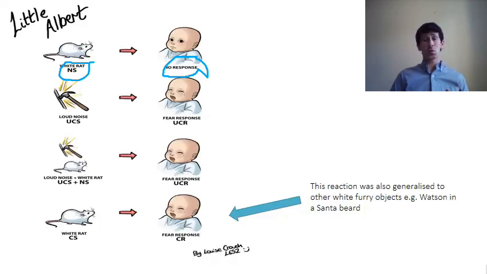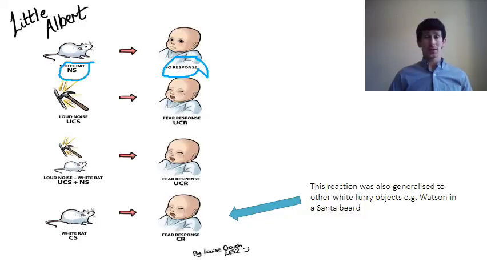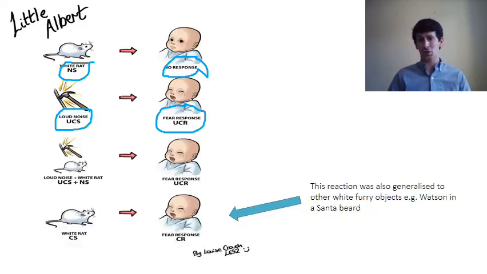There's no response whatsoever. However, when Watson hits the bell or hits the iron bar with a hammer, we do get a response. It's a natural, innate response. So the loud noise is the unconditioned stimulus. It's an unlearnt thing, and we have an unlearned response, an unconditioned response to that. The baby starts to cry.